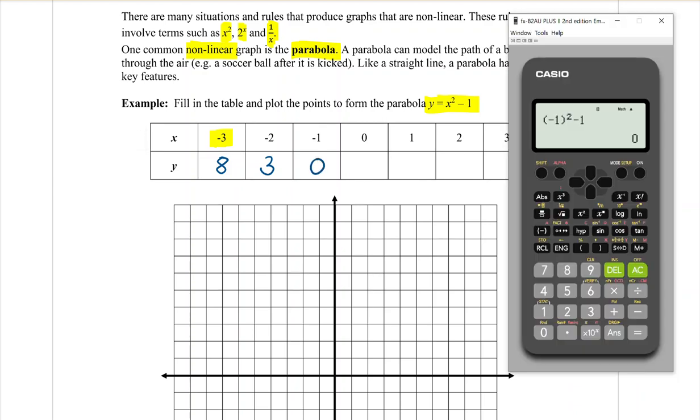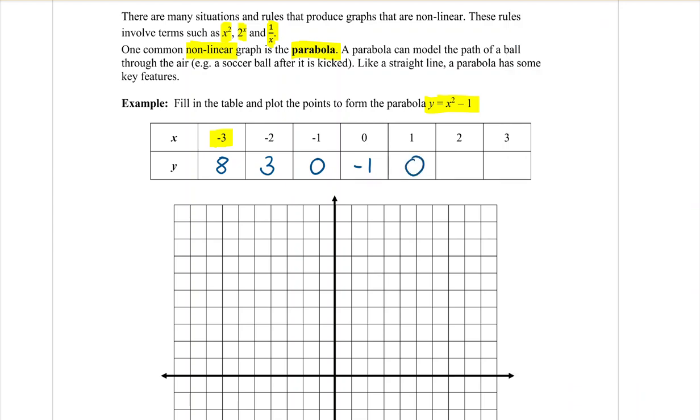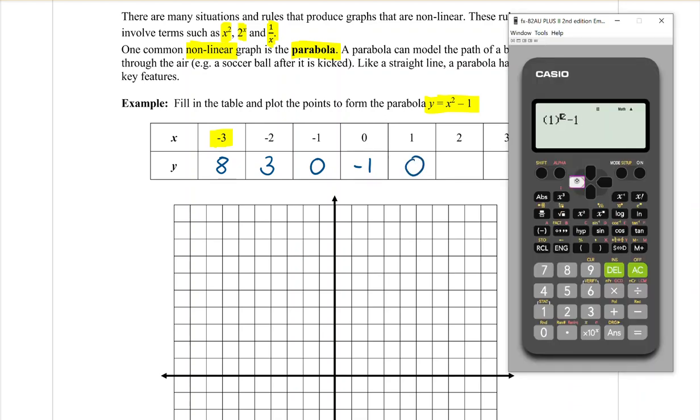Okay, so let's do the next one. It's only the number in the bracket that's changing. My next number is a 0. So you go back arrows again. Delete the minus 1 and put a 0 in there. Press equals, what do you get? Minus 1, good. Now change it to a positive 1. What do you get? Yep, 0 again, good. Change it to a 2. Do you get 3? And one last one, change it to 3.